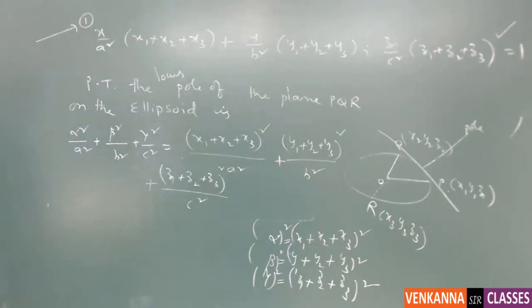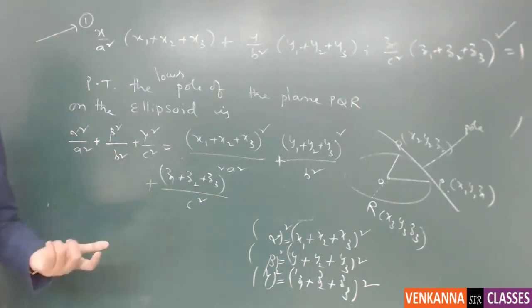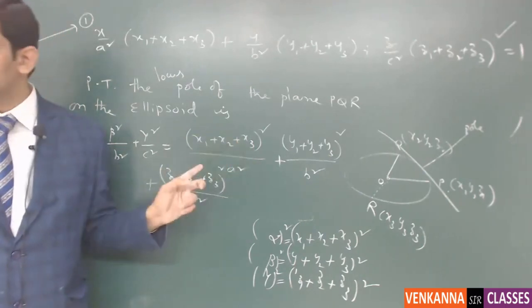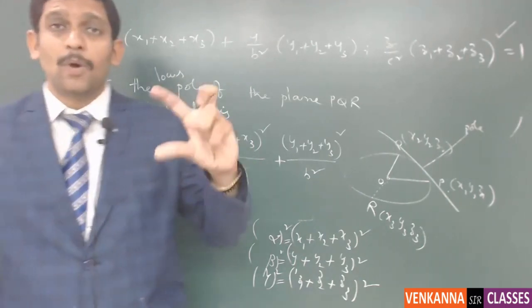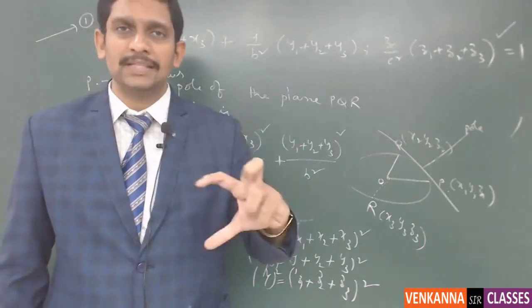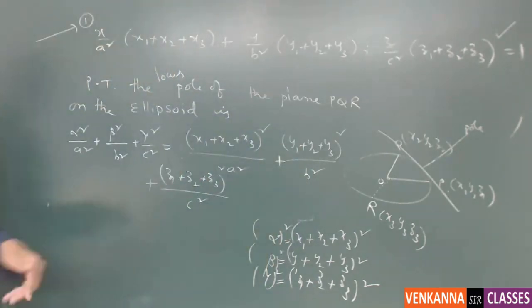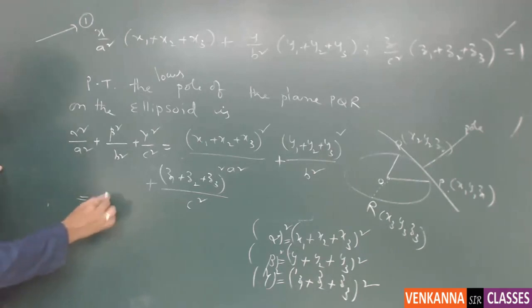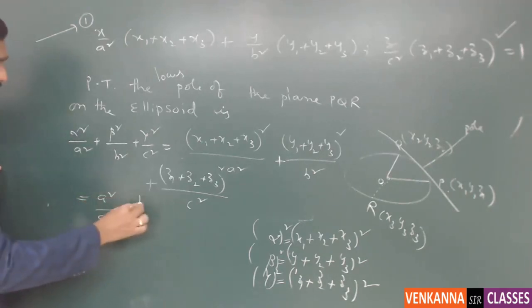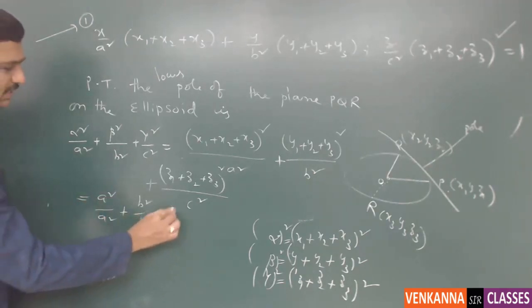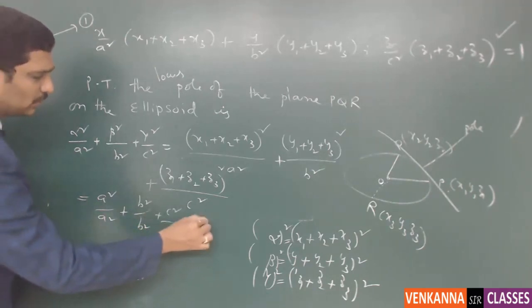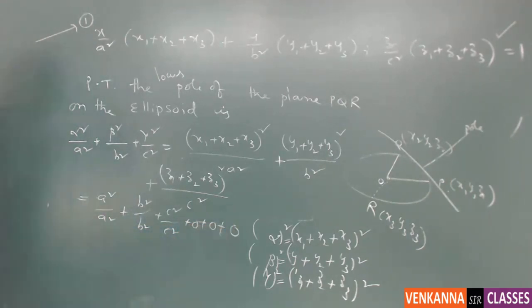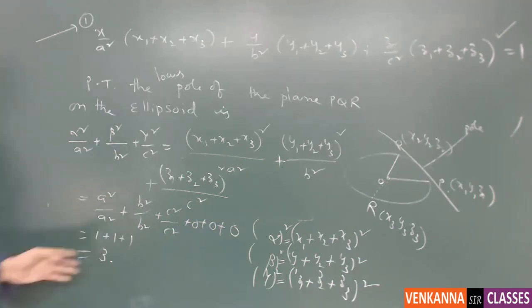So in the numerator, if you expand the terms, as you know, the properties of the diametral planes, from those properties, you will get the value as a square by a square plus b square by b square plus c square by c square plus 0 plus 0 plus 0. The values, nothing but 1 plus 1 plus 1 equal to 3. So the required locus is obtained here.